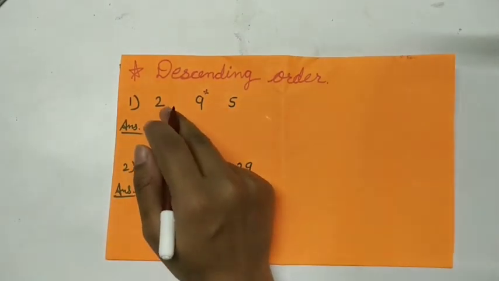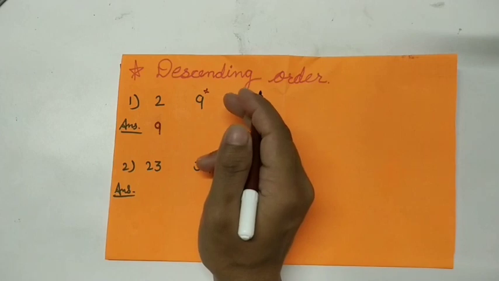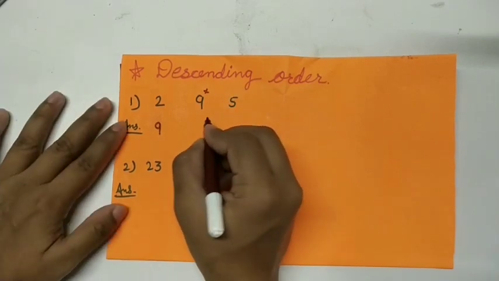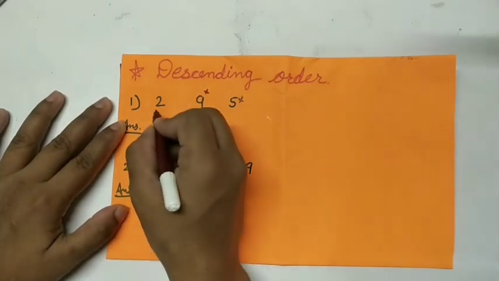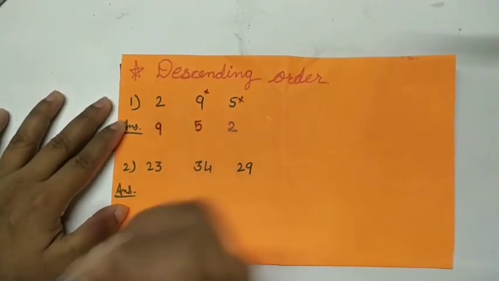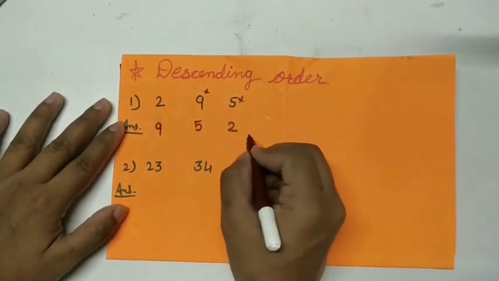Now which is left? 2 and 5. Which is bigger? 5. So I am writing 5. 5 cut down. Now which is left? 2. So 2. Okay, 9, 5 and 2.